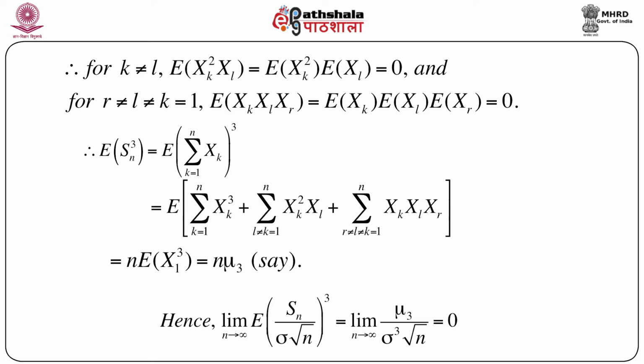Hence, if we divide by sigma into root n, that is, Sn by sigma root n whole cube, there is a power in the denominator of n to the power 3 by 2. And if we take the limit as n goes to infinity, the expectation of Sn by sigma root n whole cube equals, in the numerator, n into mu 3, and in the denominator, a term n times root n. So n cancels out, and we are left with root n in the denominator. And sigma 3 is finite, mu 3 is finite. So the entire limit becomes 0. So just by taking simple expectation and using the properties of the random variables, or the fact that they are all independently and identically distributed, we can easily prove this result.